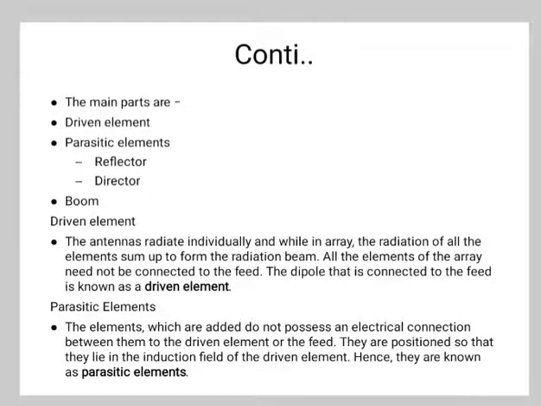The next point in this parasitic array is the construction and its working. The main parts are the driven element and the parasitic elements. In the parasitic elements there are two parts, reflector and director, and the third is the boom. So one is the driven element. Antennas radiate individually, while in an array the radiation of all the elements sums up to form the radiation beam. All the elements of the array need not be connected to the feed. The dipole that is connected to the feed is known as a driven element.